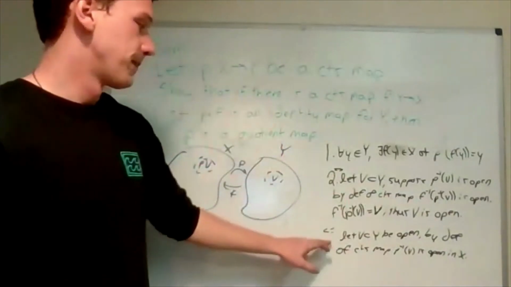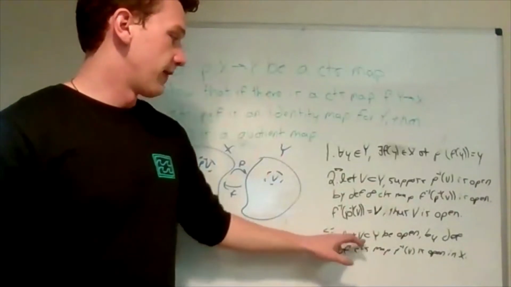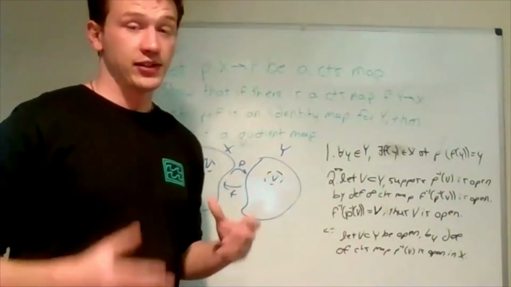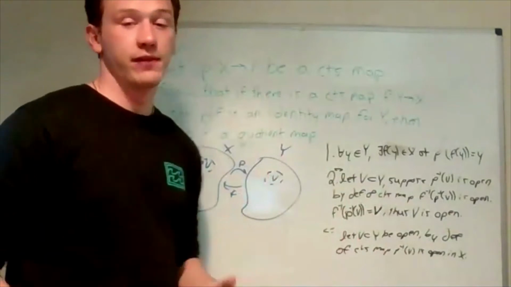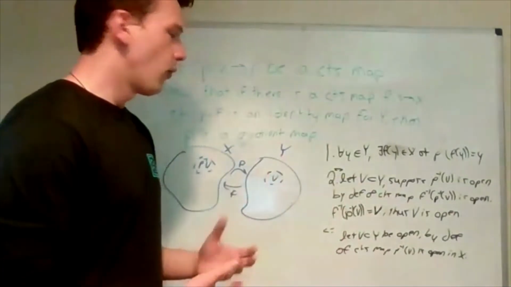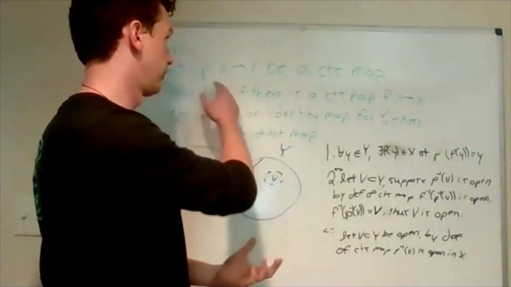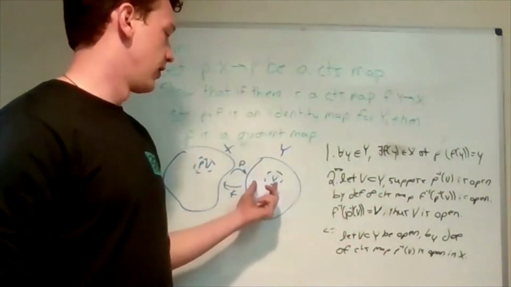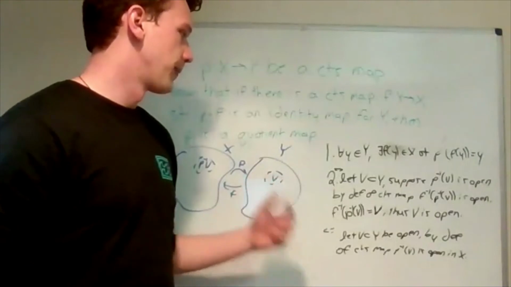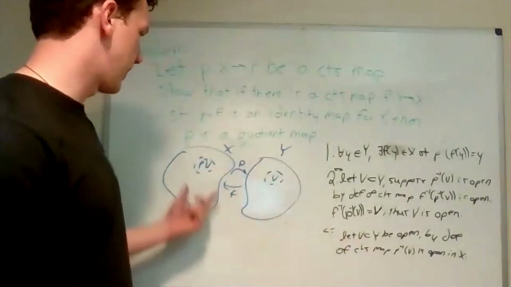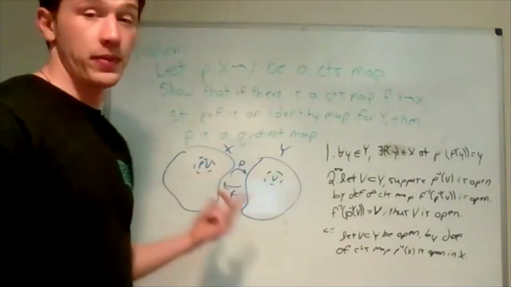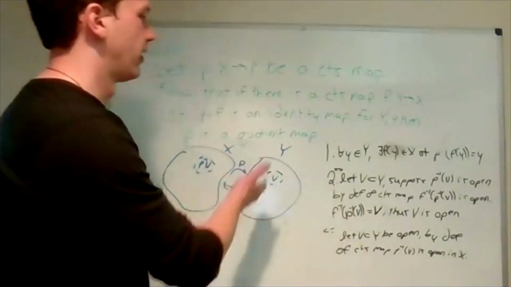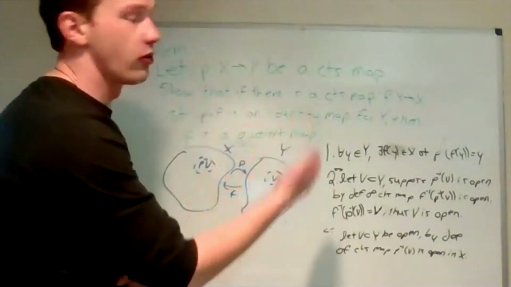Going the other way, we have to show that for V a subset of Y that is open, then P inverse of V must be open. Well, P is a continuous map. So I can just say let V be an open subset in Y. By definition of continuous, P inverse of V is open in X. And there you have it. We proved that P is a quotient map.